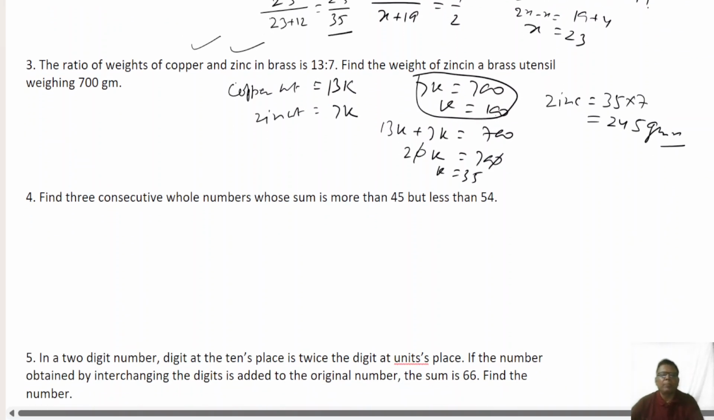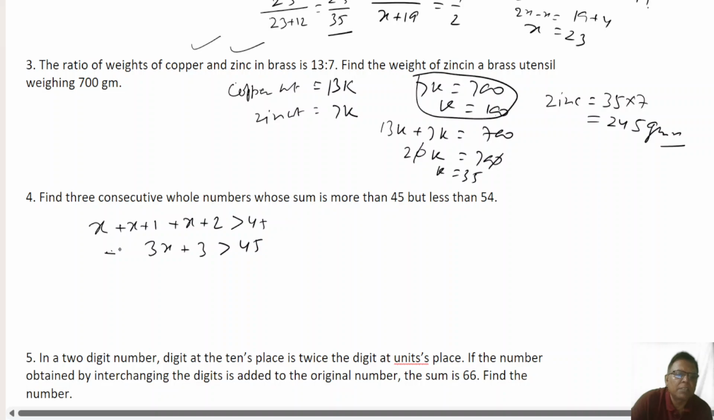Find three consecutive whole numbers whose sum is more than 45 but less than 54. So three consecutive numbers you can take as x, x plus 1 and x plus 2. Add them, it will be greater than 45. So 3x plus 3 is greater than 45. In inequality you can add anything like in an equation. In a linear inequality you can also add or subtract anything. So here you add minus 3. So 3 got cancelled, and 3x is greater than 42.